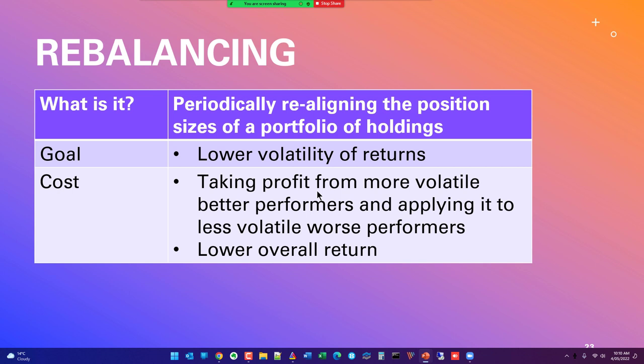For rebalancing, here we're periodically aligning our positions. So the goal generally is lower volatility of returns. This is used a lot on the professional investment side of the industry. Hedge funds are very big fans of this approach. If you're holding 20 stocks, you don't want 1 or 2 stocks driving the whole portfolio just because they managed to make huge amounts of profits and then start zigzagging around wildly. That's going to affect the volatility of returns. So they try and decrease that by rebalancing periodically.